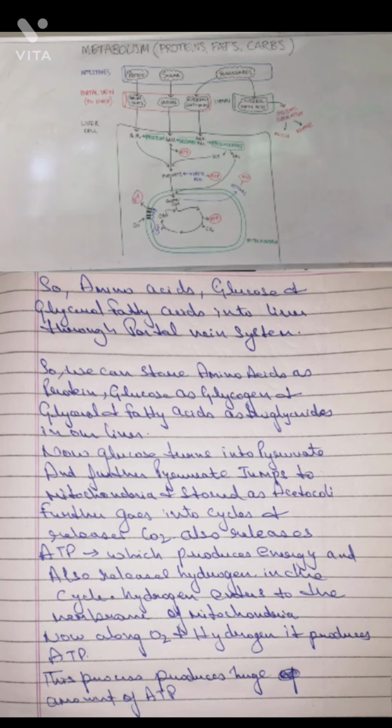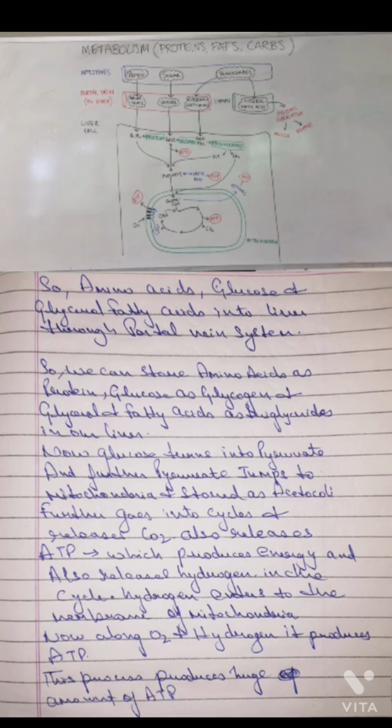Now, as you can see in the diagram and table, glucose turns into pyruvate, and pyruvate then jumps to the mitochondria, which is in our cell. If you have forgotten, students, you can go to my last video, where I explained the process of physiology and the structure of the cell. There you can see that mitochondria are the powerhouse of the cell where ATP is generated. So glucose changes to pyruvate, then goes to the mitochondria and is converted to acetyl-CoA, which goes into the cycle and releases carbon dioxide.